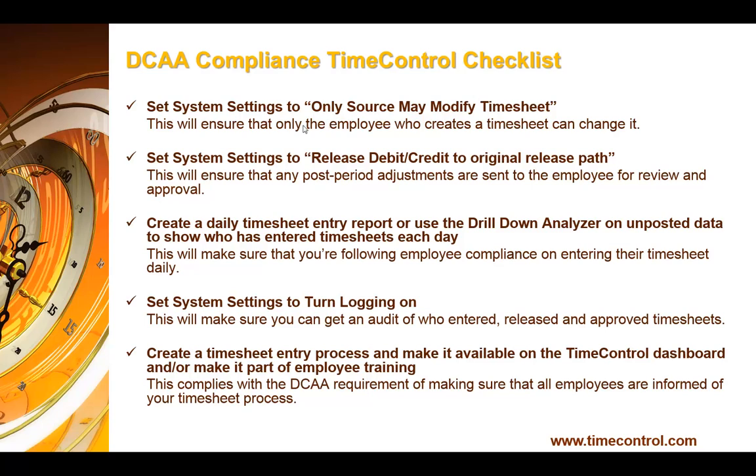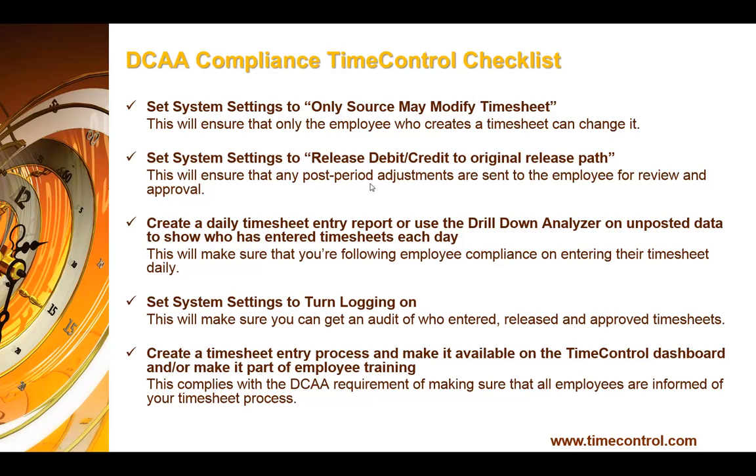So inside Time Control, when someone says, well, we have Time Control, where do we need to look to ensure we're DCAA compliant? There's really 5 different elements that you have to make sure you do early on in your configuration. One, in the system preferences, change the settings to only source may modify the timesheet. Also in system settings, in the user profile for settings, change the debit credit to original release path. That may be the default, but that's key. Create a timesheet report or use the drill down analyzer as we saw to be able to show a daily view for hours entered each day, so we can have supervisors able to check that their employees entered time for yesterday. And in system settings, turn the logging on for the release log so that we can see the audit log of the movement of timesheets.